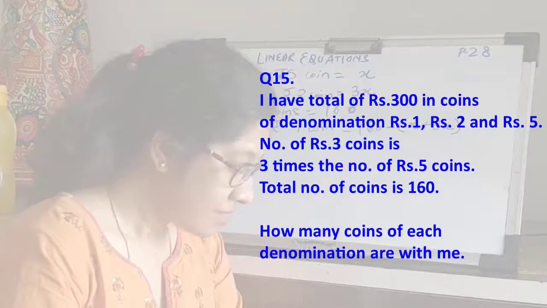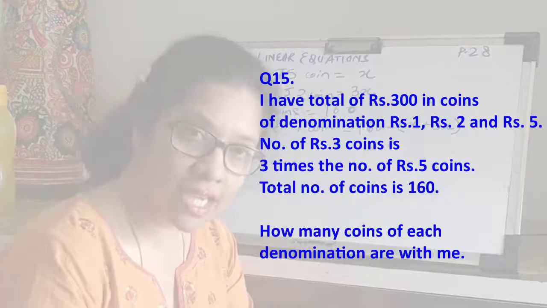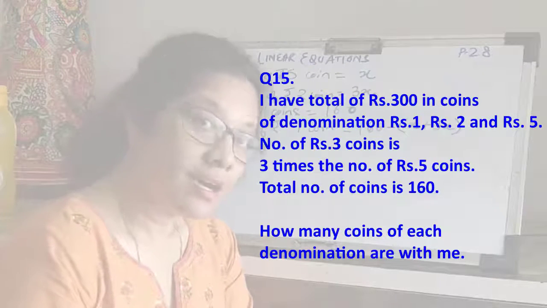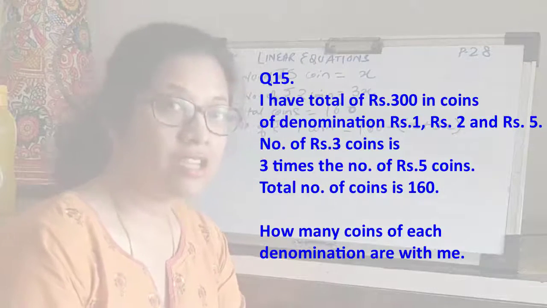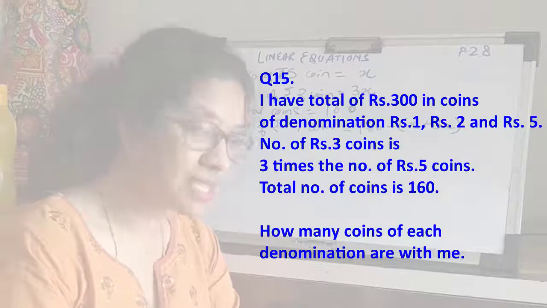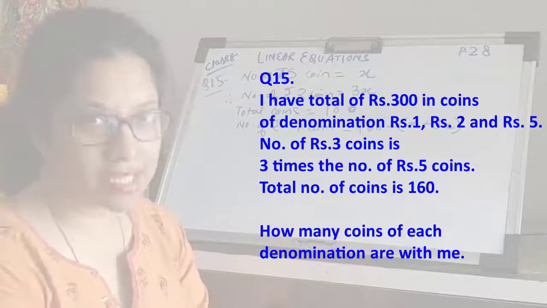Next, it is given that the number of 2 rupee coins is 3 times the number of 5 rupee coins. Another piece of information given is that the total number of coins is 160. How many coins of each denomination are with me?